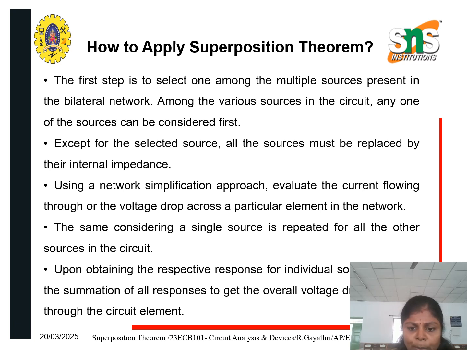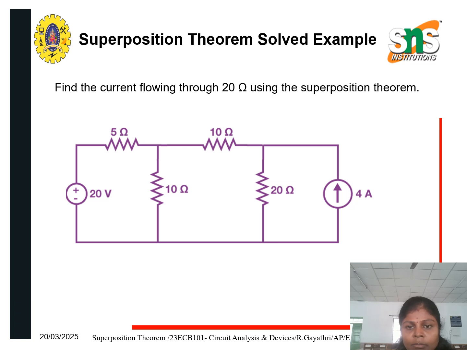Upon obtaining the respective responses for the individual sources, a summation of all the responses will be calculated to get the overall voltage drop through the circuit element. Superposition theorem can be illustrated with the help of an example.